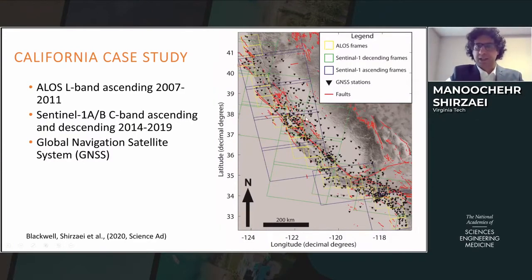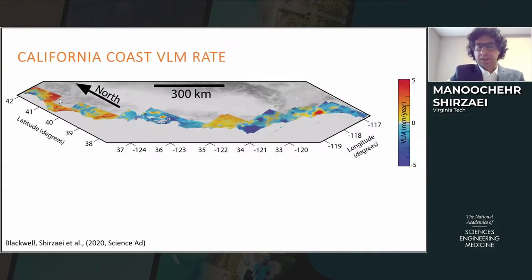And you see here the spatial distribution of the different data sets, as well as the location of the active faults in the region. The combination of the InSAR and GPS data provides us with this map of the vertical land motion along the coast of California. The pixel size is about 50 meters, and we have about 30 million pixels. Compared to the 10 kilometer spacing of the GPS stations, we have almost a 1,000-fold increase in sampling rate. And the features you see here are very interesting.